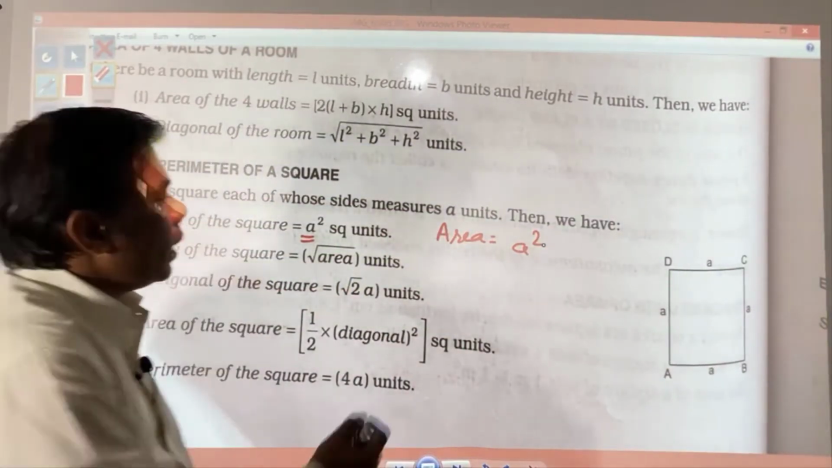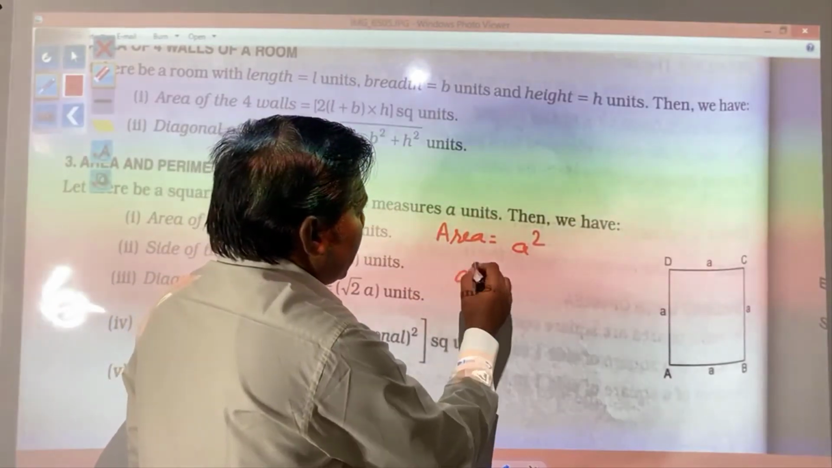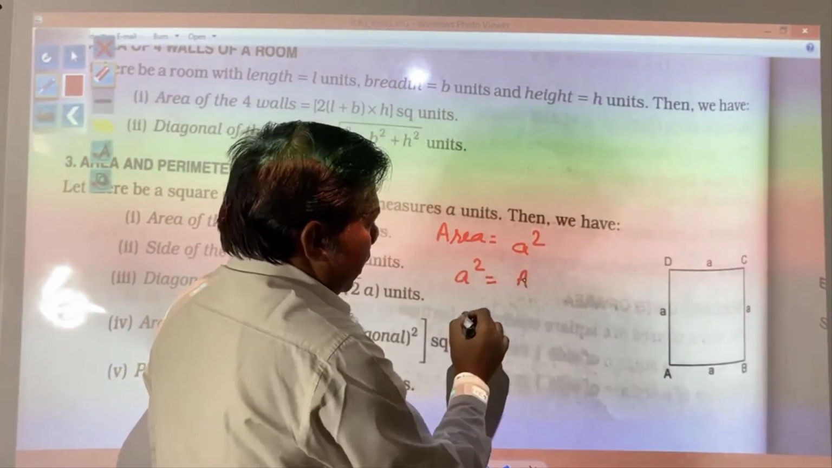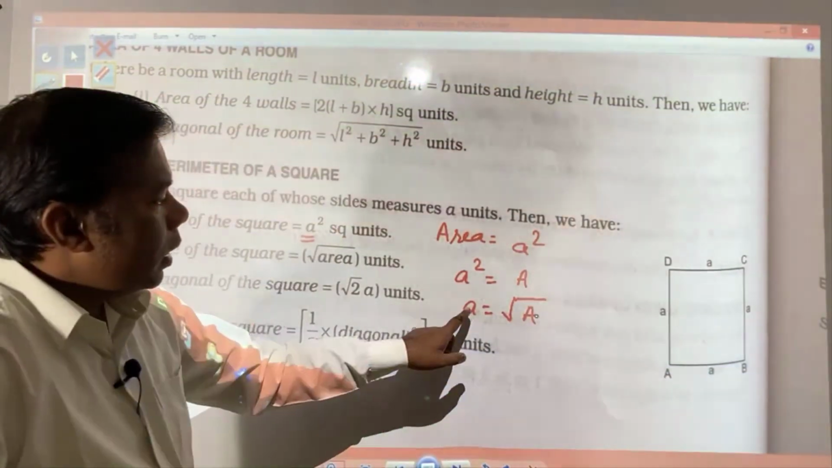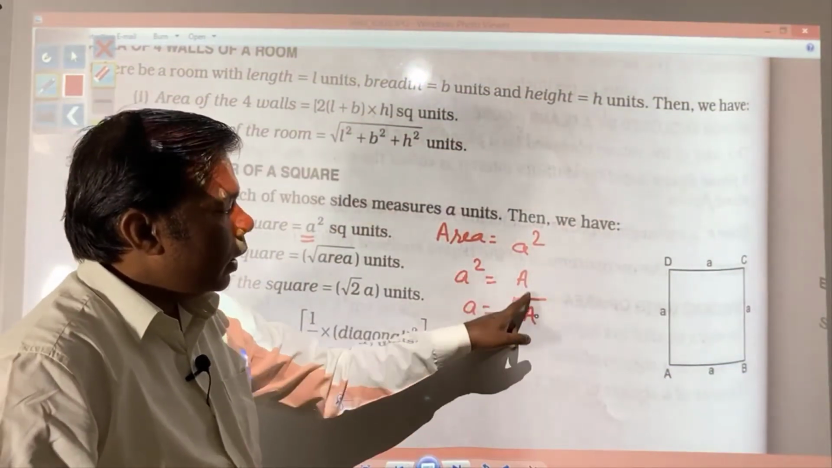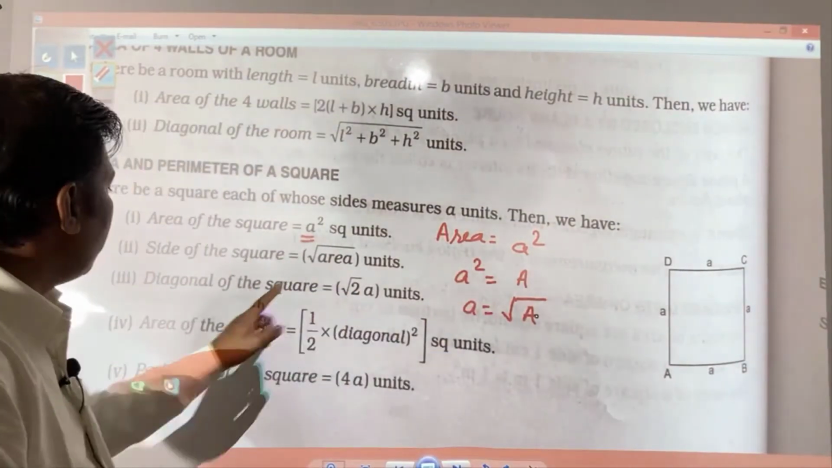Side of the square, in the same way here you see, A square has been given as the area. So A will be what? Root under A. Side will be equal to root under area. This you need to remember.